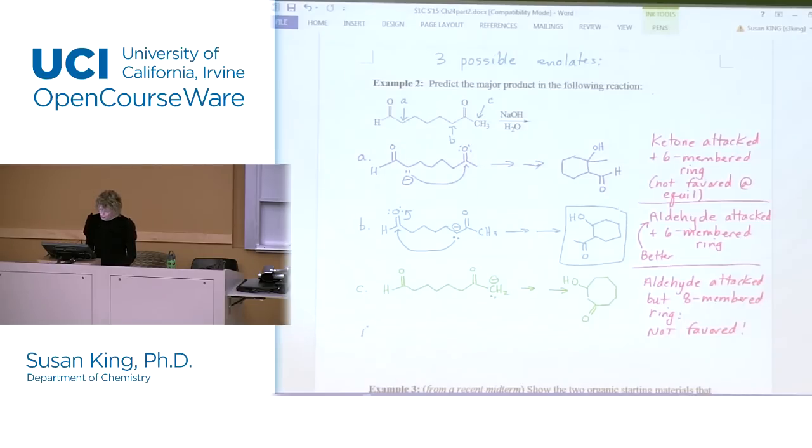And if we add heat, then we would form the condensation product. And that's going to drive it all the way to this product right here. That will be the major.